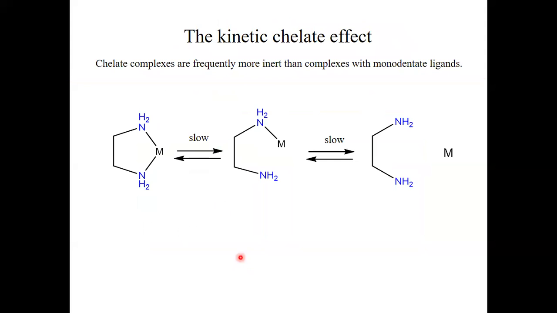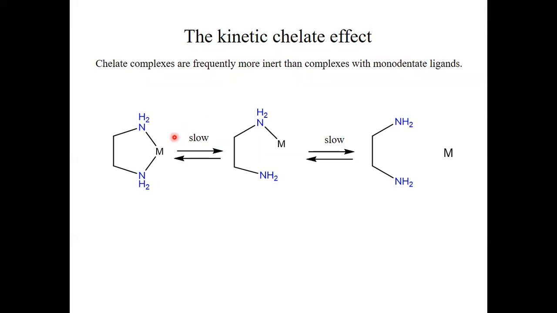Okay, now in addition to the thermodynamic chelate effect, we also have what is called a kinetic chelate effect. That kinetic chelate effect leads to the fact that chelate complexes also tend to be more inert, and for that reason, their substitution occurs at a smaller rate.